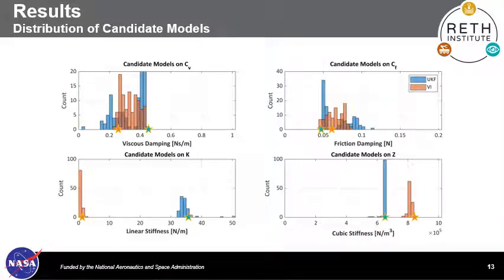We can gain further insight by examining the remaining candidate models of the system. In these figures, I've plotted the distribution of candidate models with respect to each parameter for both the UKF and VF approaches, where the best model for each inference method is noted by the respective stars, orange being for variational inference and blue being for the unscented Kalman filter.